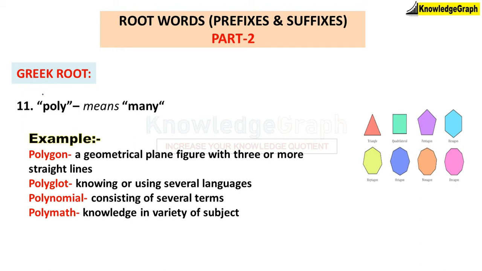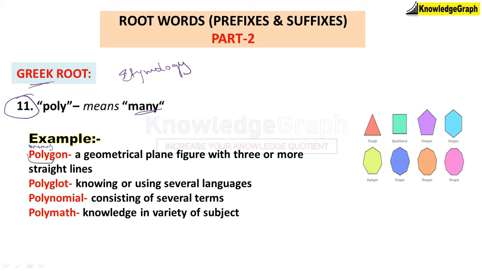Okay, so the note: this is starting from number 11 because we have already completed 10 root words. This is poly, and this is a Greek root word. I have given the etymology of the root words as well. So this is number 11, poly, which is a Greek root word. It means many. Okay, so polygon, poly means many.